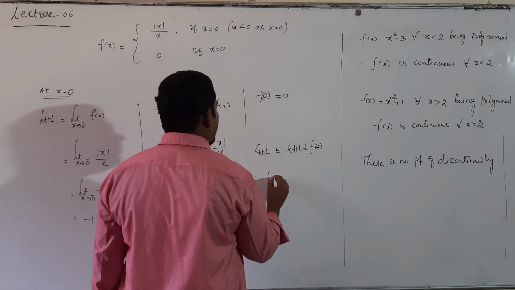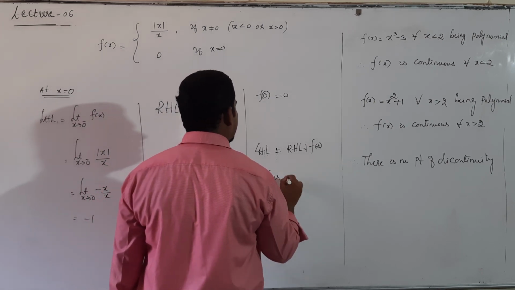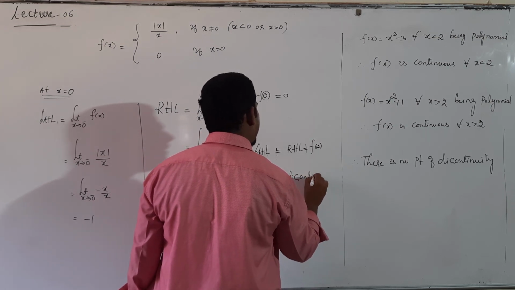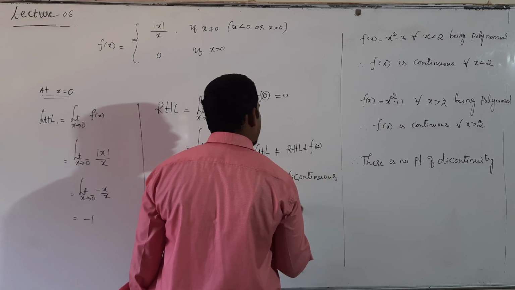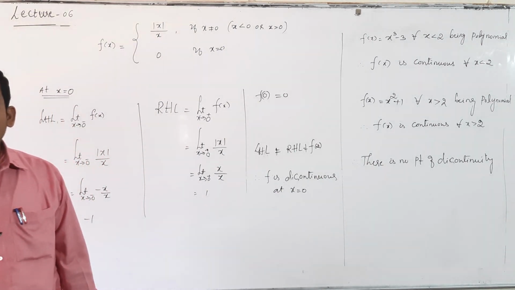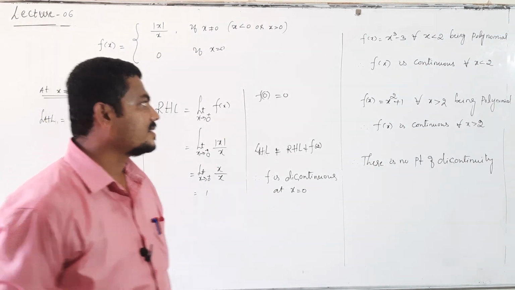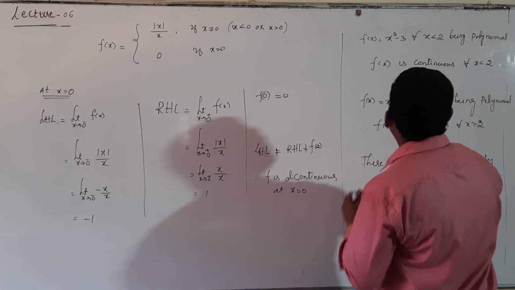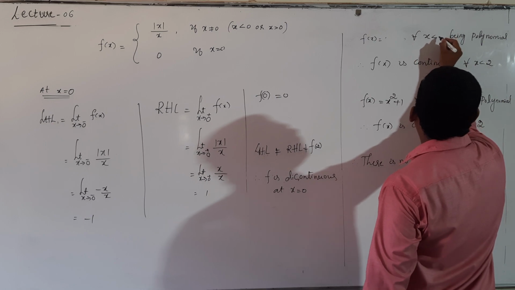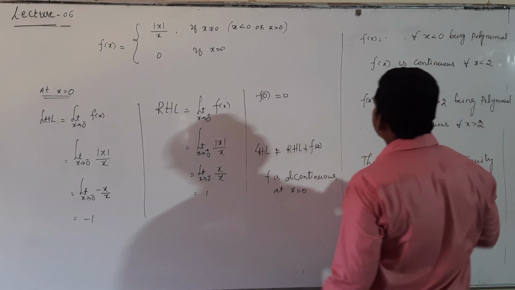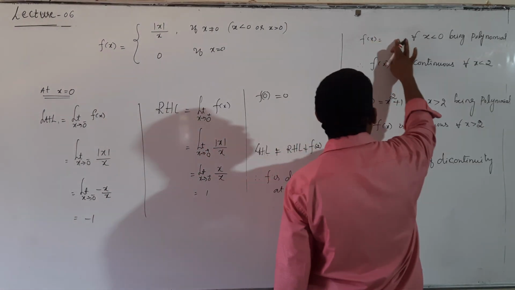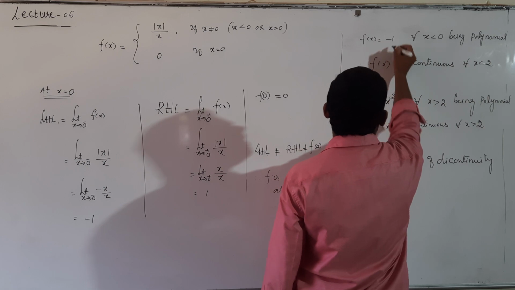Therefore, f is discontinuous at x equal to 0. At x equal to 0, function is discontinuous. What about all other points? When x value is less than 0, what is our f of x? Once you take x value less than 0, mod x is negative, and negative means we get minus 1.